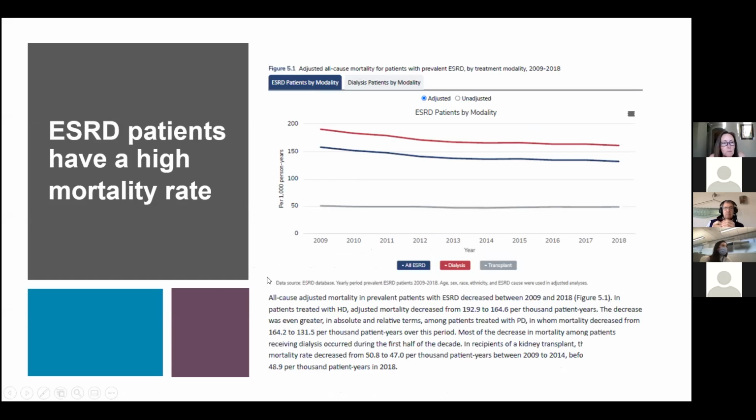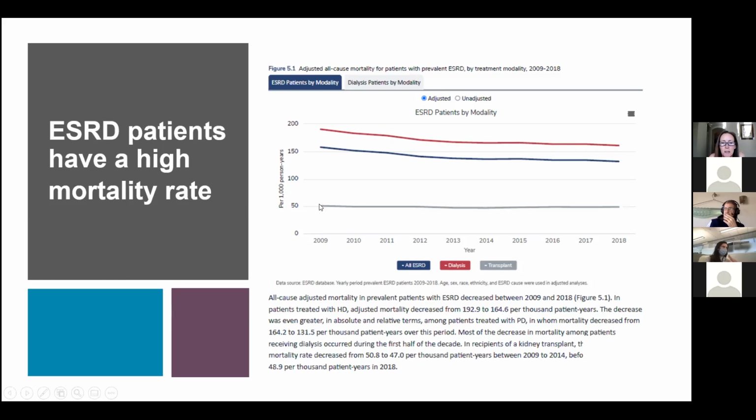I want to talk a little bit about the mortality rate of patients with ESRD, and it's really quite shocking. A lot of this epi data is per 1,000 person years. This top line here is end-stage renal disease patients by modality and their mortality per 1,000 person years. You can see our patient here on hemodialysis, his mortality, just being an ESRD patient, is around 170-some per 1,000 patient years.